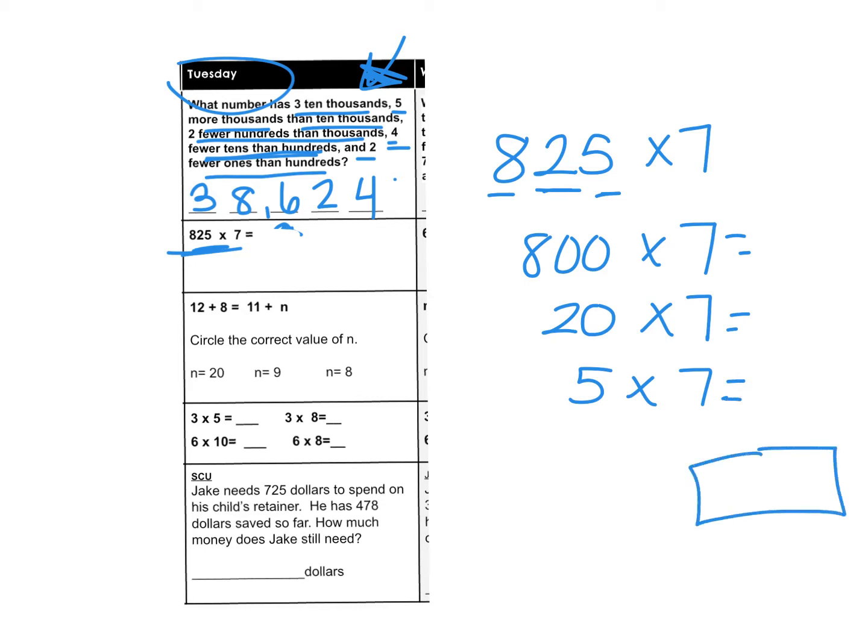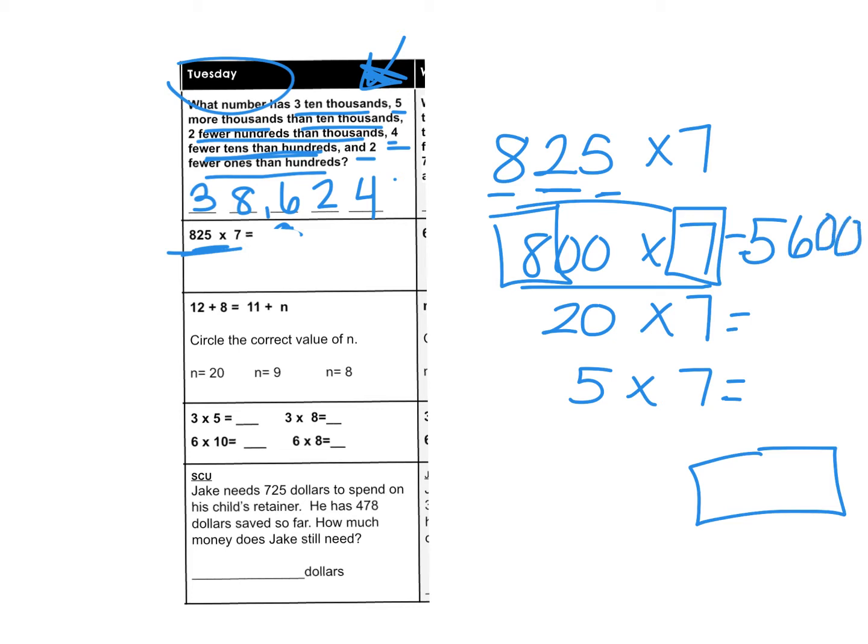So this one right here, 800 times 7, might be a little tricky. But I know that if I multiply 7 times 8, I would get 56. And I have that pattern that I know that it's a hundreds number. So I can add these 2 zeros because that means hundreds. So 800 times 7 would be 5,600.